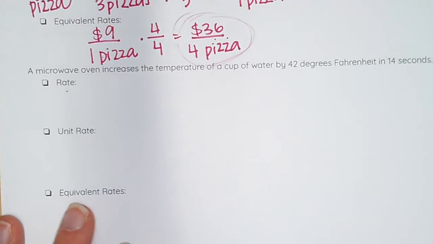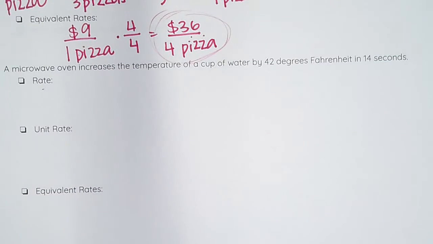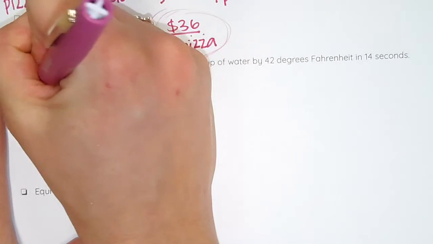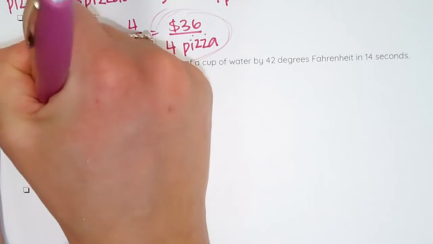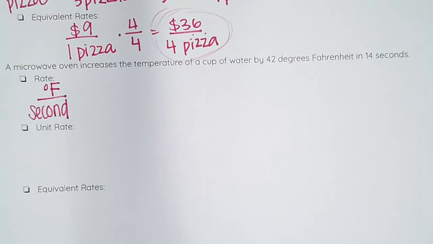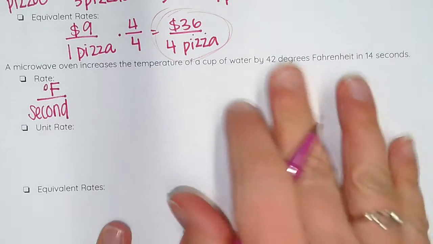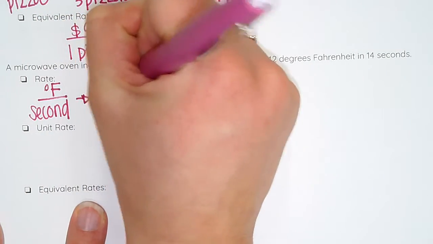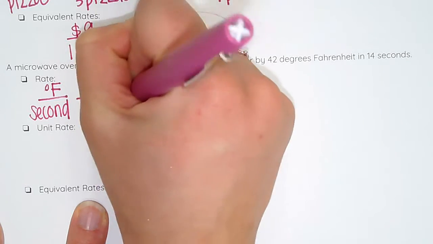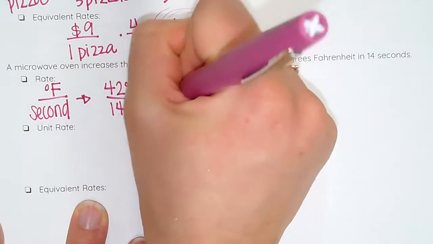Let's try this one here. It says a microwave oven increases the temperature of a cup of water by 42 degrees Fahrenheit in 14 seconds. What is the first thing that we are going to do? Word ratio. So we're going to say degrees Fahrenheit per second. What is our rate for this? Well, this is where we just pull it directly out of the problem. So it would be 42 degrees Fahrenheit per 14 seconds. And that's it for our rate.